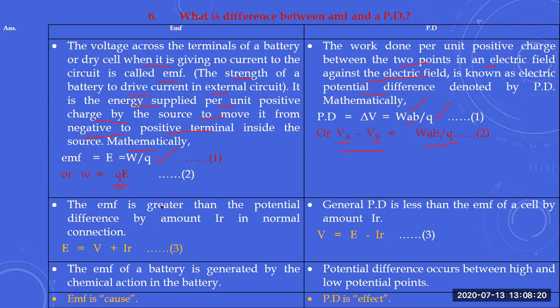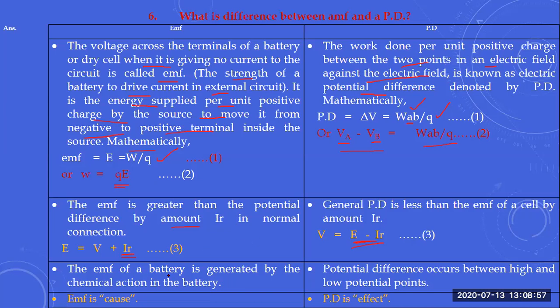The EMF is greater than the potential difference by an amount IR. This amount IR is added to the potential difference to give the EMF, so the EMF is more than the potential difference. The potential difference is less than the EMF of the cell. Why? Because the charge gains the maximum amount of energy while moving from the negative terminal to the positive, and when it moves from negative to positive, it uses some amount of energy. So that's why it is less than the actual EMF of the cell. The EMF is always greater than the potential difference.